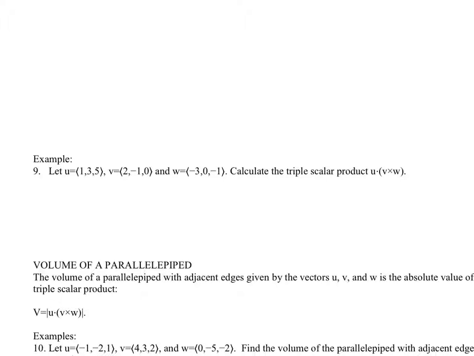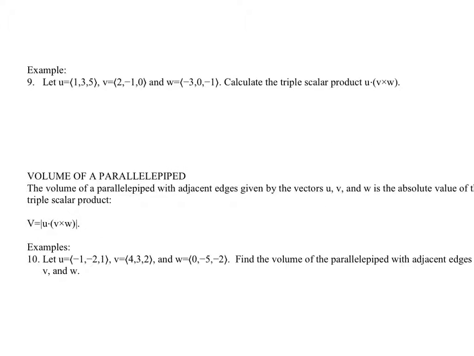Yeah, it's essentially the determinant. Sine and the cosine angle and all that complicated stuff. Yeah, can you do that? You could. So we're going to write it as row vectors. 1, 3, 5. 2, negative 1, 0, and negative 3, 0, negative 1. All right, so each vector gets its own row.